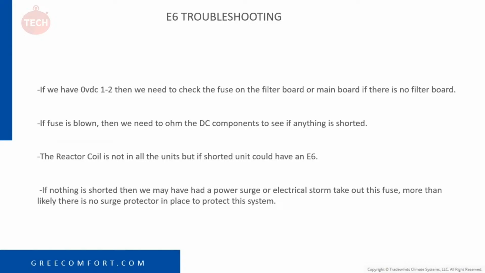So now we get into a little bit more of the E6 troubleshooting here. We have 0 volts DC from 1 to 2. We need to check the fuse on the filter board or main board, if there is no filter board. If the fuse is blown, then we need to ohm the DC components to see if there's anything shorted, which we'll get into in a few slides. The reactor coil is not in all the units, but if shorted, we can get an E6 code. And if nothing is shorted, then we may have had a power surge or electrical storm that took out this fuse. More than likely, there is no surge protector in place to protect the system. So again, having a surge protector is very important. It's going to protect this main board or our filter board.